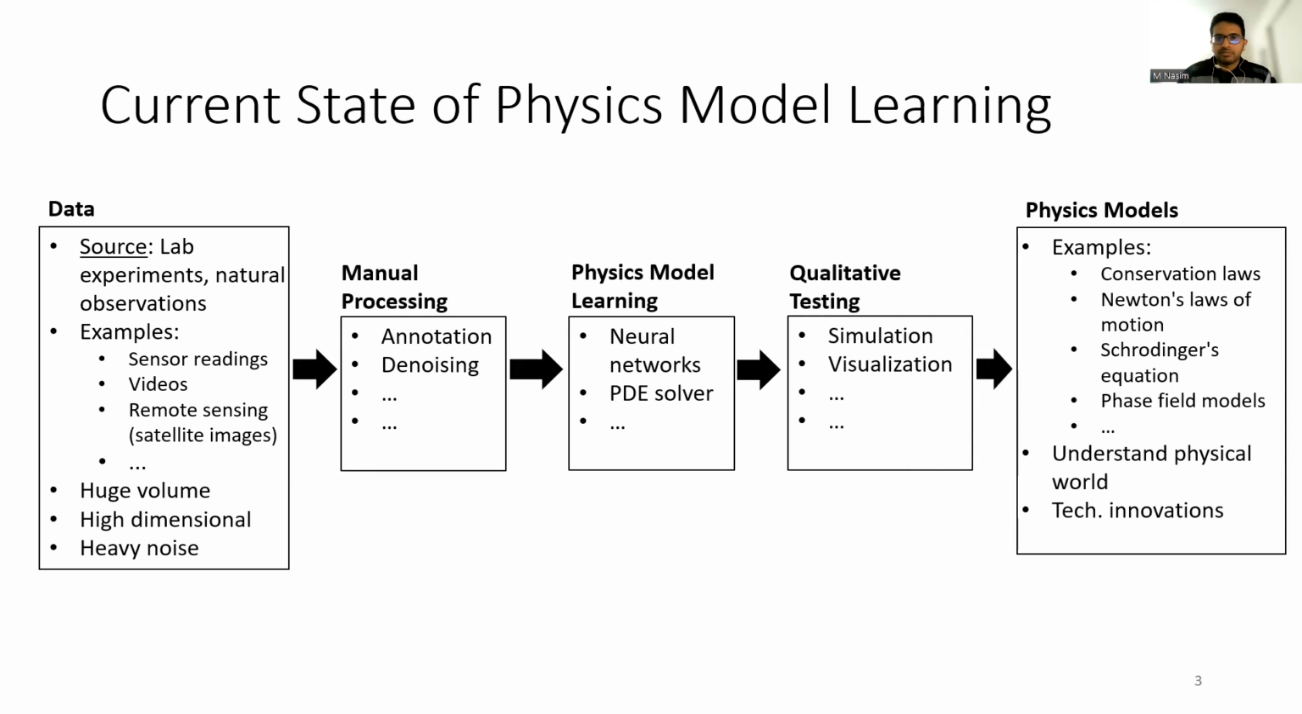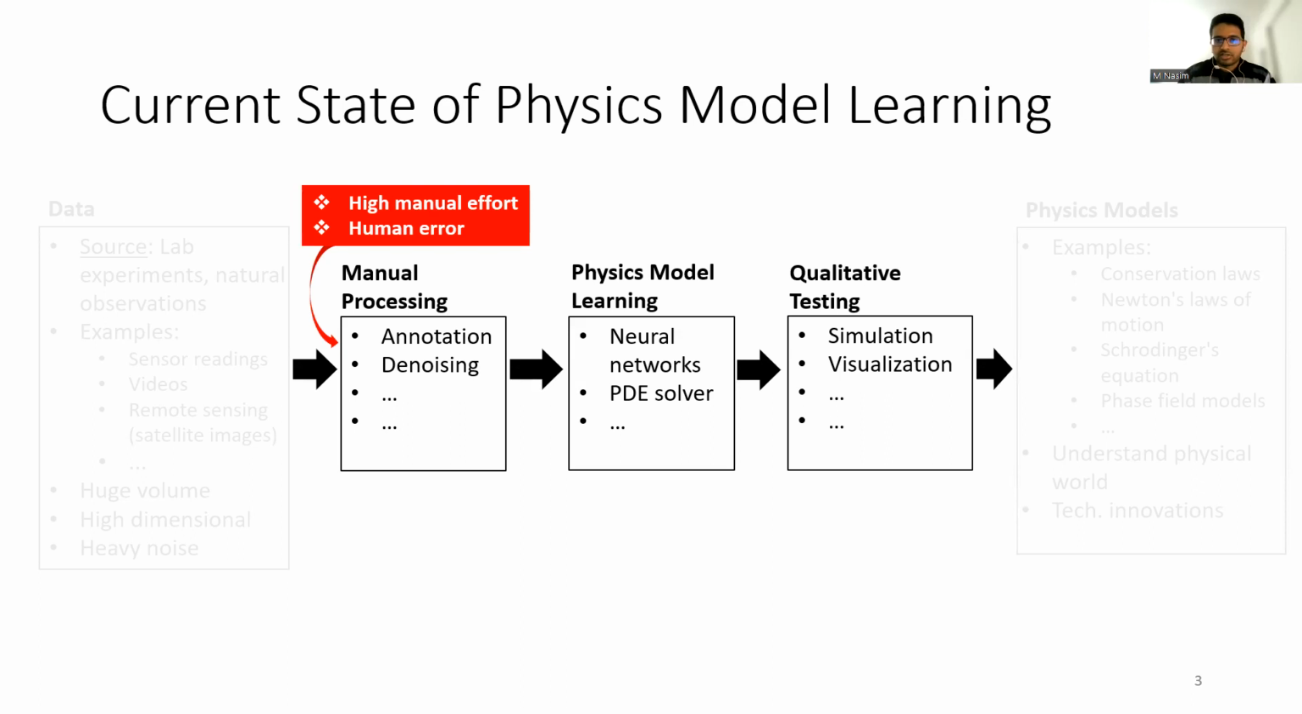The intermediate steps in between this data and the physics model consist of manual processing, such as annotation and denoising of raw data, model learning from annotated data, which can involve black box neural networks and partial differential solvers, and qualitative testing of the physics models through simulation and visualization of the model outputs.